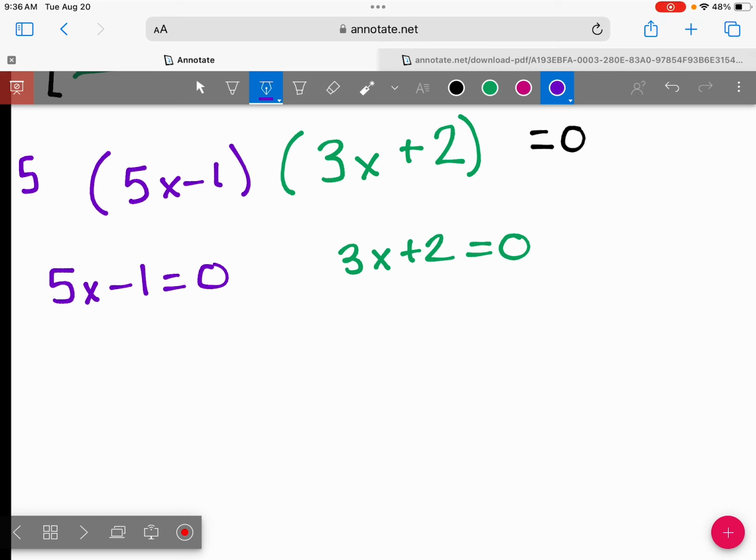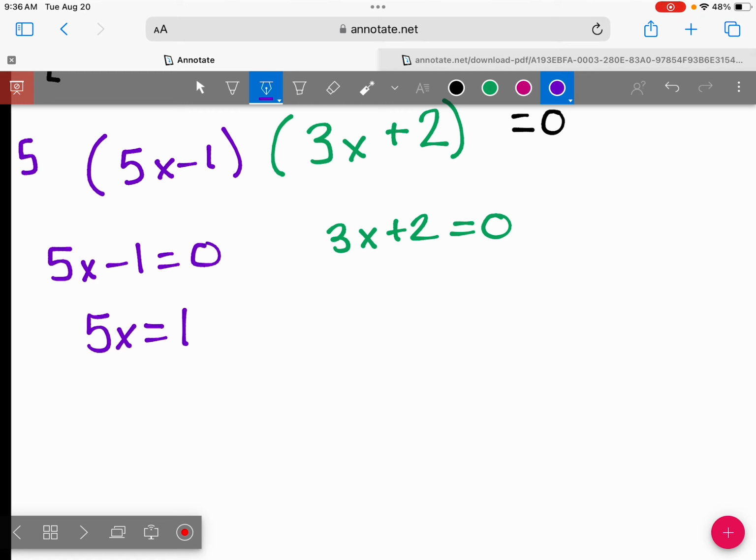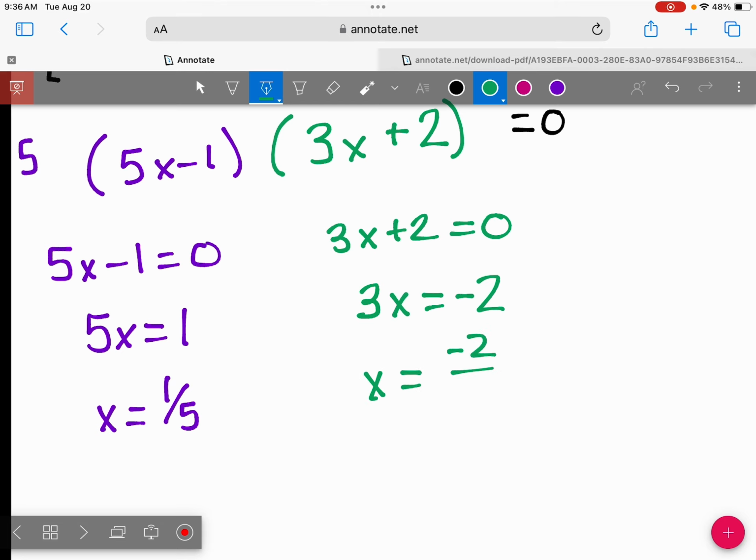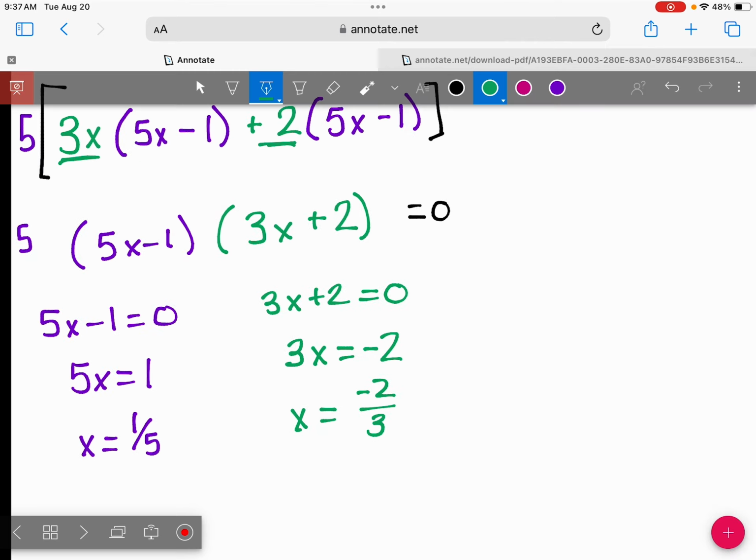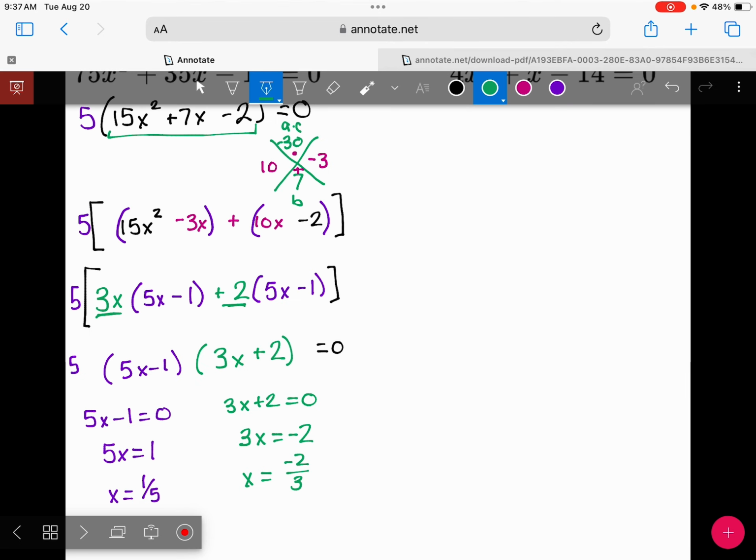I'm good at talking. So on the purple one, what are we going to do? Add the 1 to both sides. So we have 5x equals 1. Divide by 5, we get our first solution as x equals 1/5. Right-hand one, green one. Subtract 2. So we're going to have 3x equals -2. Divide by 3, x equals -2/3. Okay.